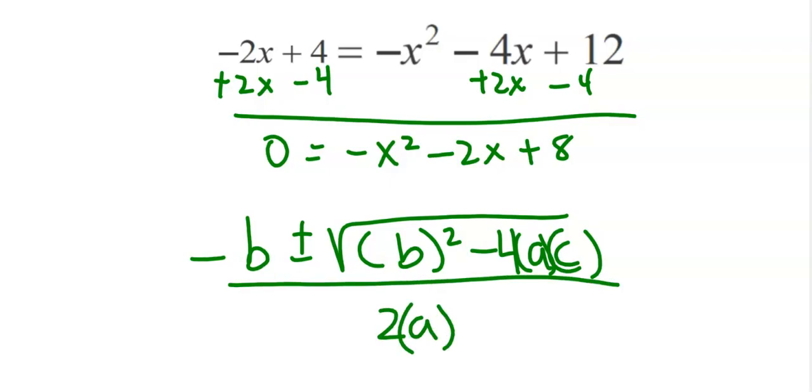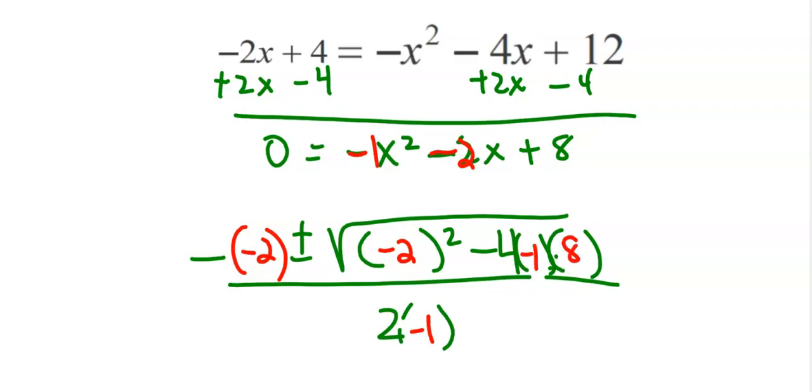So again, I'm going to erase and replace my b value and fill it in with a negative 2. Don't forget your parentheses. I'm going to erase and replace my a values and fill them in with a negative 1. And finally, my c value. So let's type this in our calculator to see what we get.